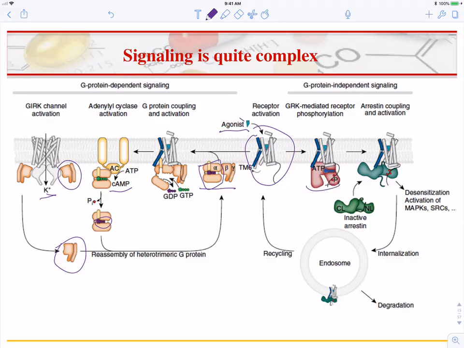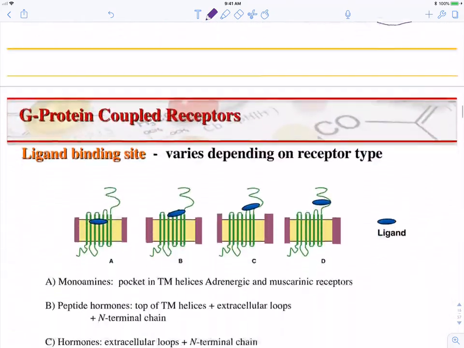Upon phosphorylation of the G protein coupled receptor, we have binding of arrestin, which ends up inactivating the receptor. And it does that by several mechanisms, either by desensitization or by internalization of the receptor into the endosome and then destruction through degradation. So this intrinsic dichotomy serves to regulate the concentration of the receptor on the cell membrane.